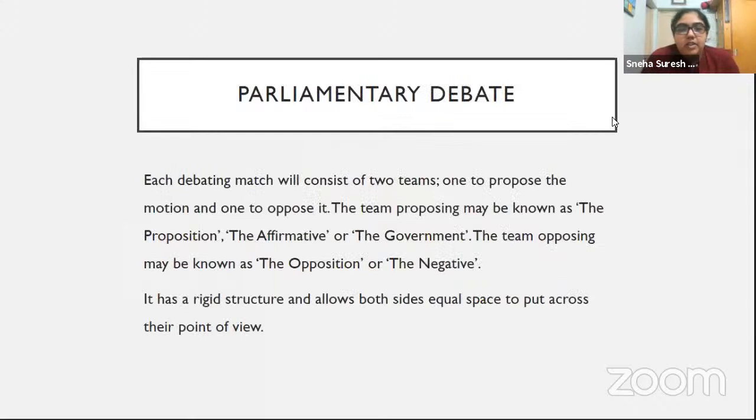The debate is usually two teams, one to propose the motion and one to oppose it. The team proposing the motion will be termed as the proposition, the affirmative, or the government, and the opposing team is usually known as the opposition or the negative. It's a very rigid structured debate, and both sides have scripted out the exact amount of time each person speaks, when, who speaks what, and it's all moderated by a speaker. So when you are at the debate, you will find that there will be either a madam speaker or a Mr. Speaker that conducts and moderates the debate.